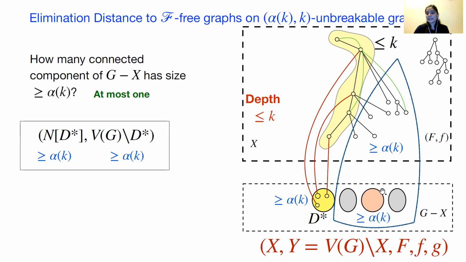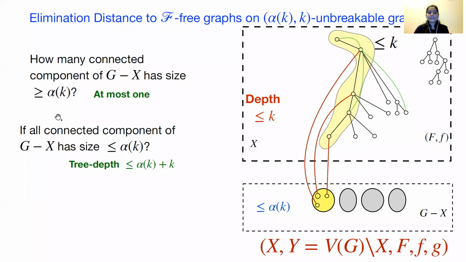and we have one more connected component in the remaining graph which is large, and these two communicate only via at most k vertices, which are in this yellow root to leaf path. And this says that we obtained a separation which violates the alpha k comma k unbreakability, and therefore it cannot happen. So we can say that such large connected components are at most one in G minus X.